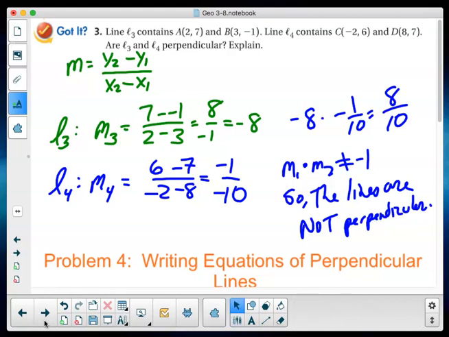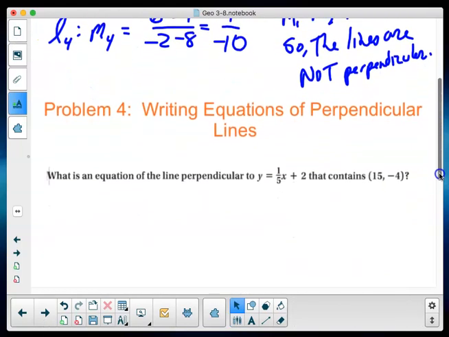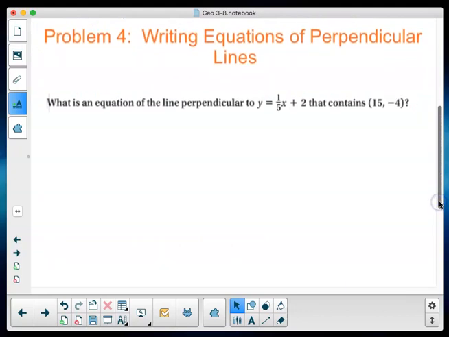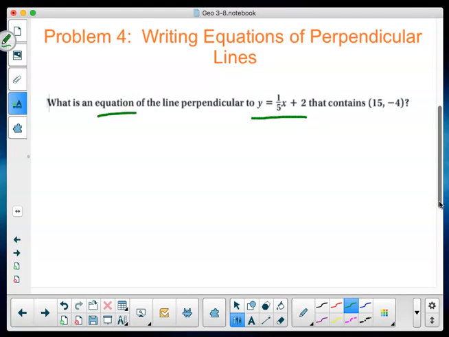Now, let's see how we're going to use this writing equations. Writing equations of perpendicular lines. What is an equation of a line perpendicular to y equals 5x? And I just have to write an equation. Now here's the trick. I have to find the opposite reciprocal of that slope. So I got to flip it and take its opposite. So the slope perpendicular to that is going to be negative 5.